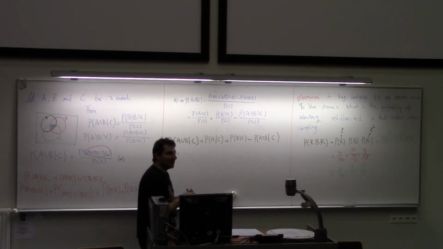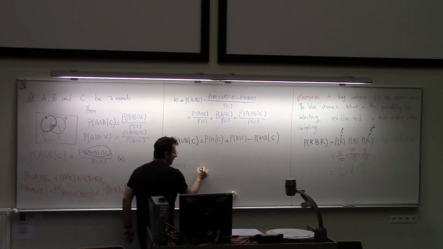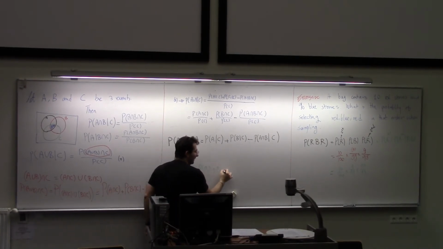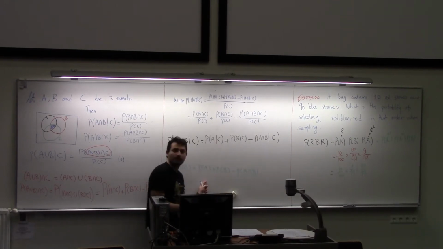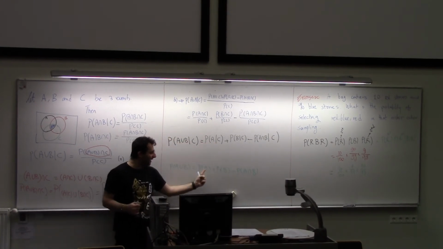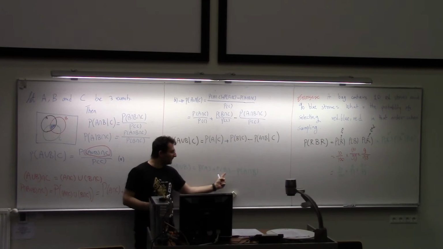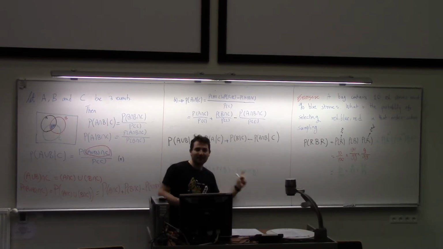Okay, friends, look: probability of A union B was the probability of A plus probability of B minus probability of A intersected by B, right? Probability of A union B given C is probability of A given C plus probability of B given C minus probability of A intersected by B given C.